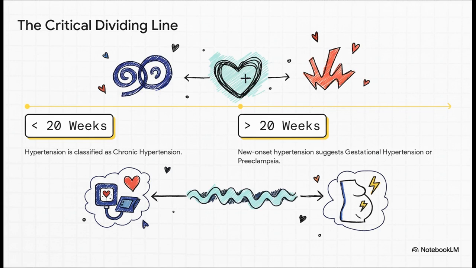It's that simple. If the hypertension was there before 20 weeks, or even before she got pregnant, we're dealing with chronic hypertension. But if it's brand new and shows up after 20 weeks, you should immediately be thinking gestational hypertension and preeclampsia. That's the fork in the road.